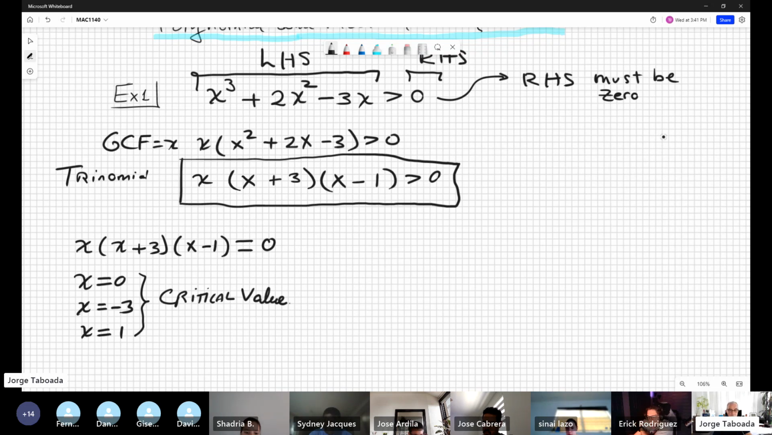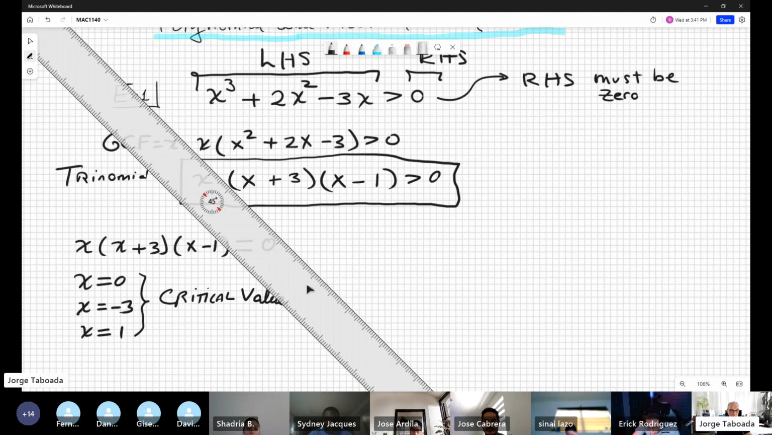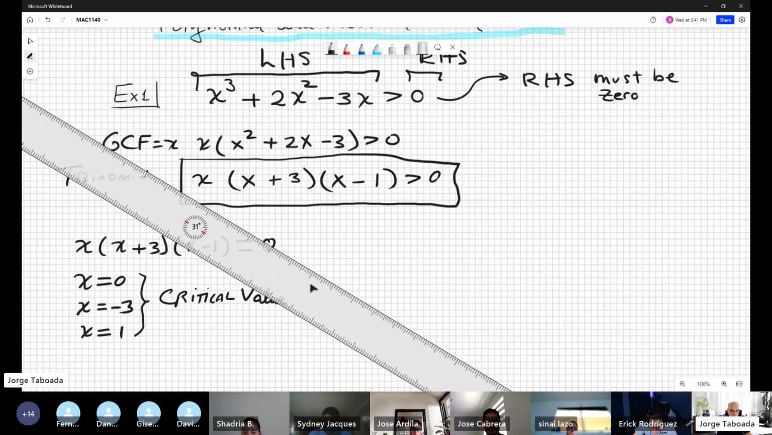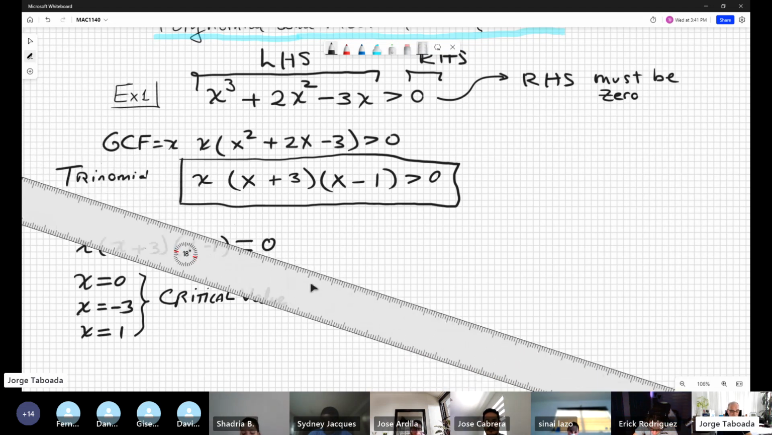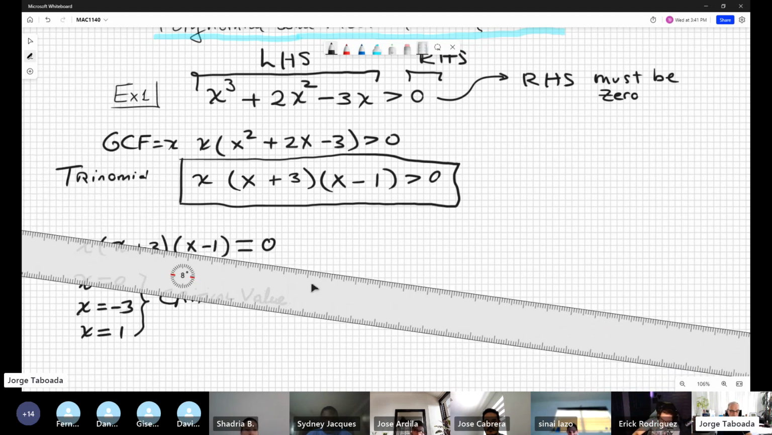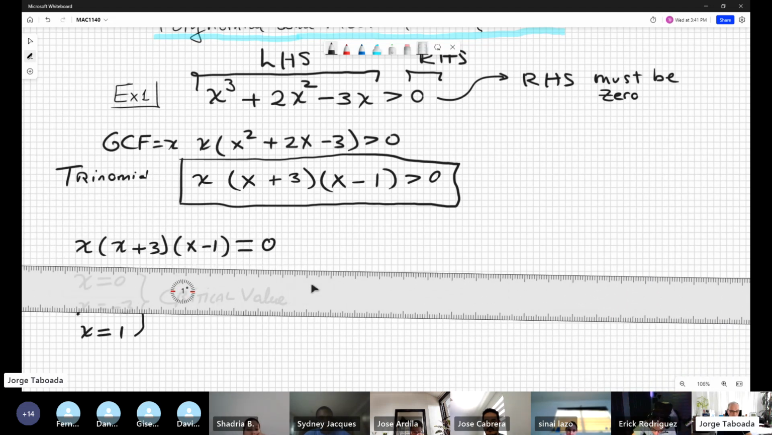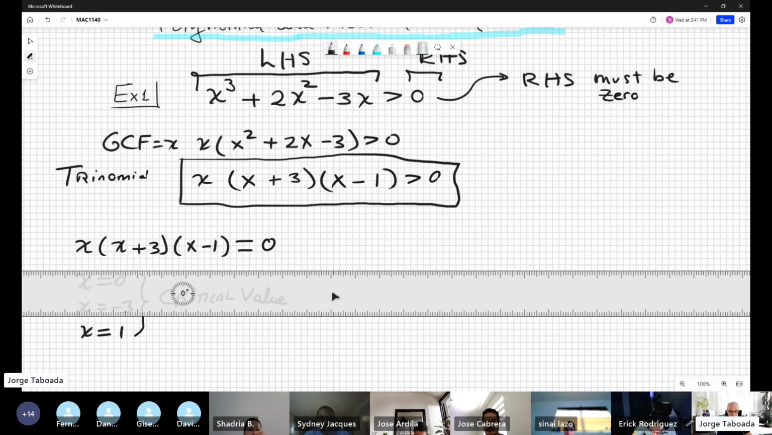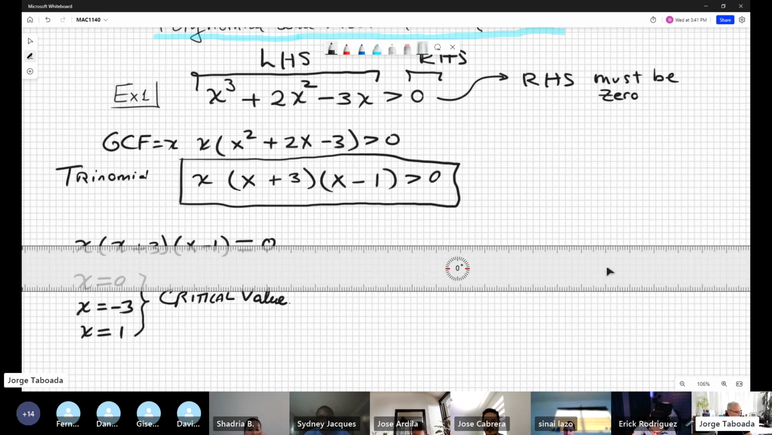After that, we use this critical value to say this is the part. So the solution of this kind of inequality is one part algebraically and one part graphically. I want to see both in the solution when you send me by email.